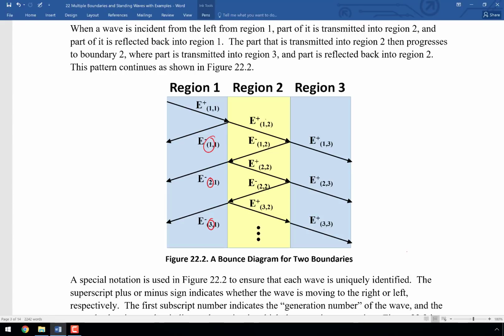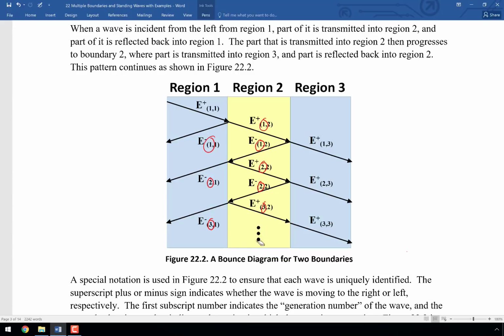Similarly, here we have a positive moving wave in the first generation within region 2. Here's the second generation of that same wave. Here's the third generation of that same wave. These two waves are both moving in the negative direction, so it's a first generation and a second generation. There are, of course, additional waves going back and forth, but we have to draw the line somewhere.